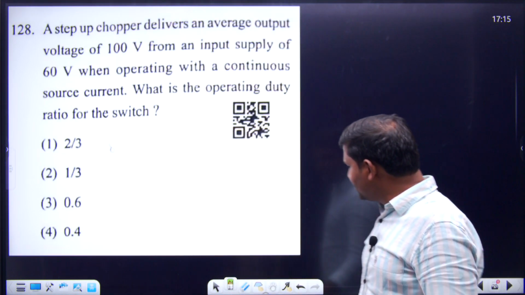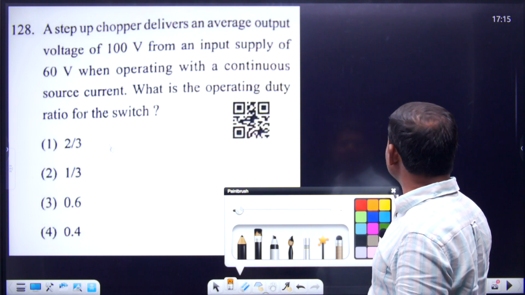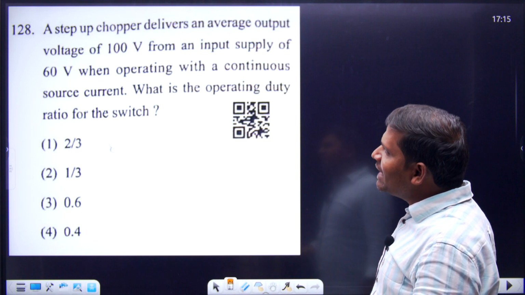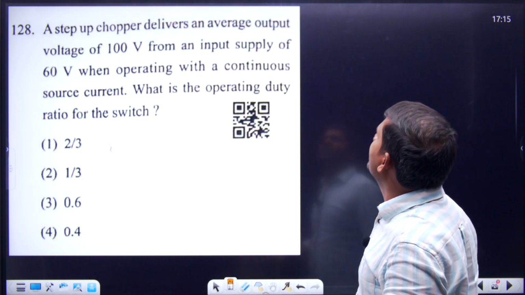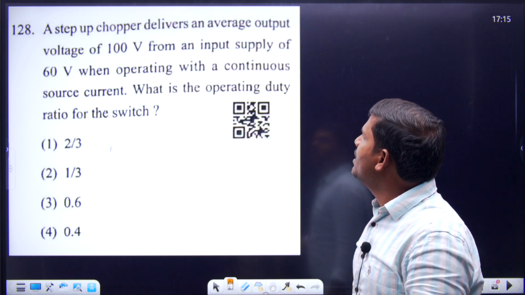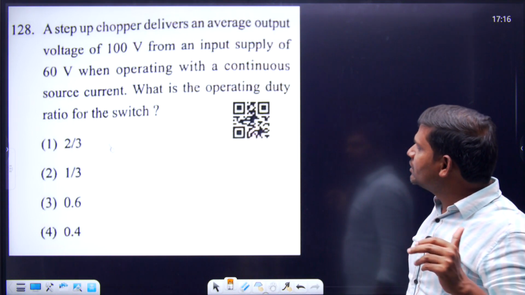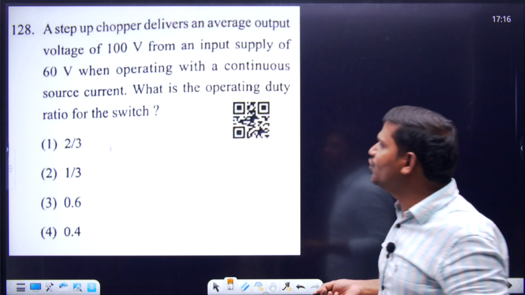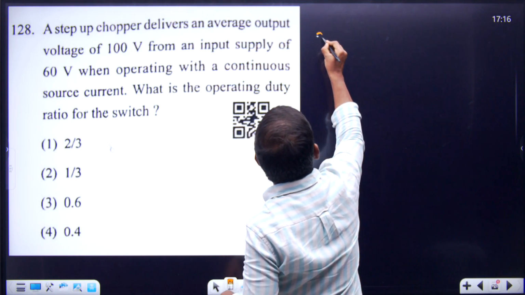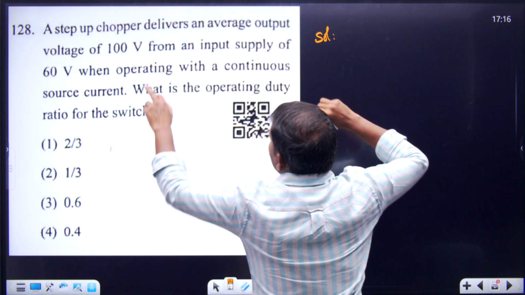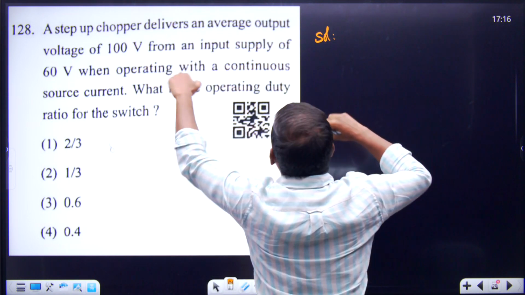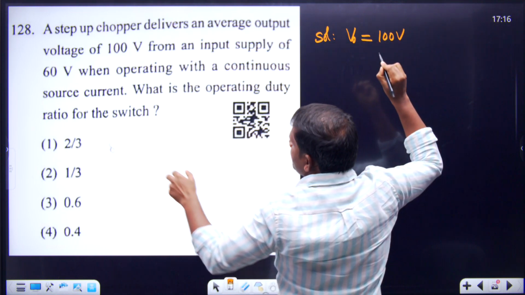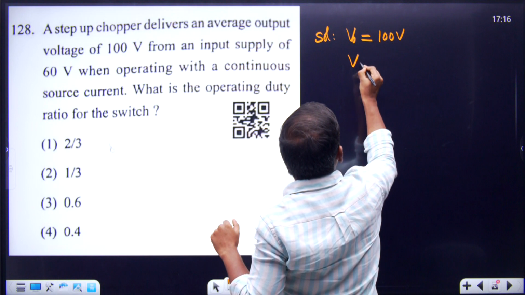This is a very simple question, sir, duty cycle. The question asked: a step-up chopper delivers an average output voltage of 100 volts from an input voltage of 60 volts. When operating with a continuous source current, what is the operating duty ratio for the switch? You have to find the operating duty. Given is a step-up chopper, average output voltage of 100 volts. V0 equal to 100 volts. The supply voltage is how much? 60 volts.